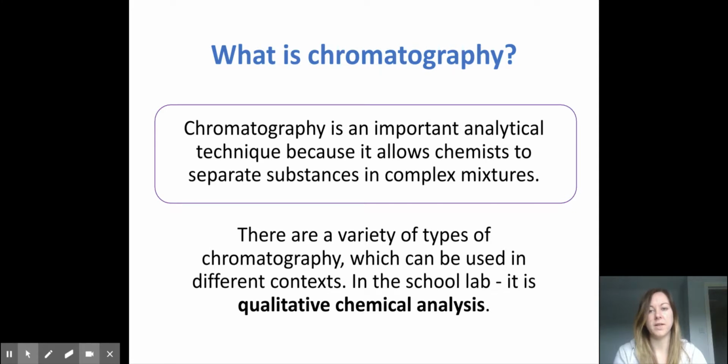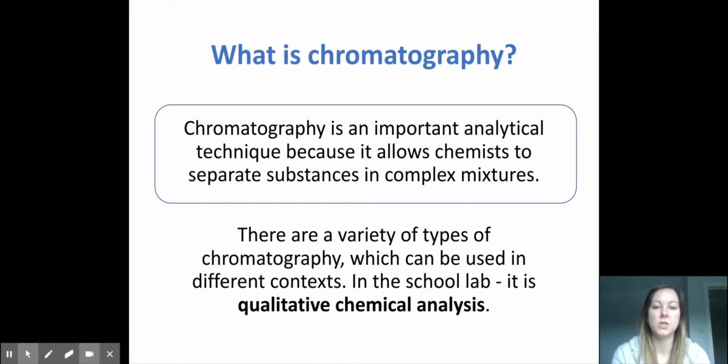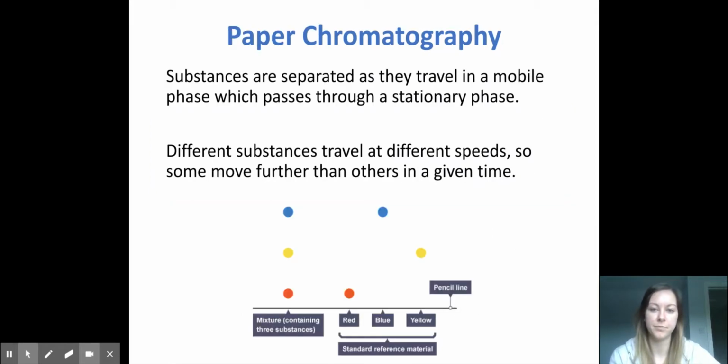So first of all, what is chromatography? Well, it's an important analytical technique because it allows chemists to separate substances in complex mixtures. There are a variety of different types of chromatography which are used for different things in different contexts. In the school lab, it is a qualitative chemical analysis technique, which means we are looking at what is present in a substance or compound or mixture, but we can't necessarily quantify each of the different substances present.